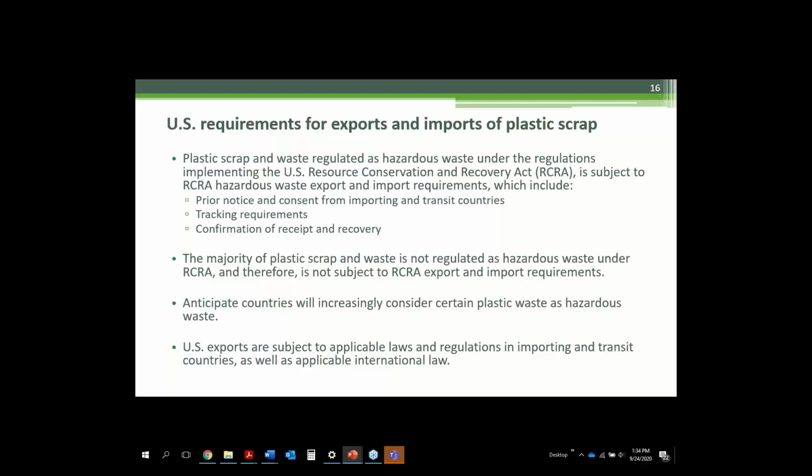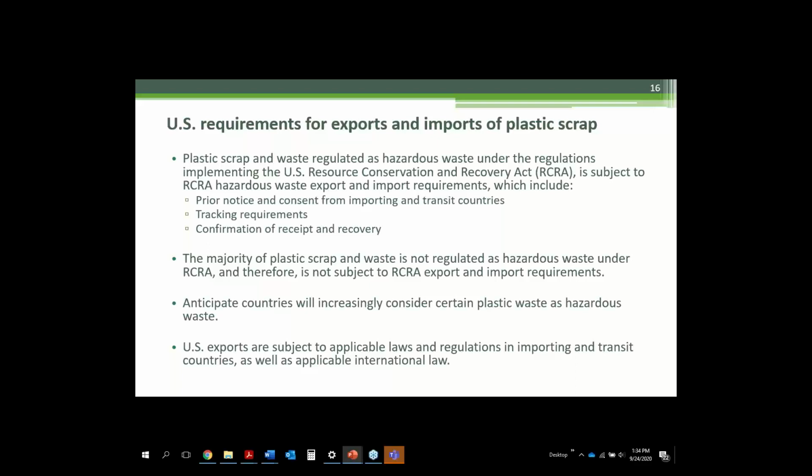But if you were a hazardous plastic scrap, there are certain requirements that the U.S. and EPA would apply, and that's prior notice and consent for importing and transit countries. So there are some tracking requirements, and then the receiving facility would have to send a confirmation of receipt when they got the shipment and a confirmation of recovery when they recycled the material.